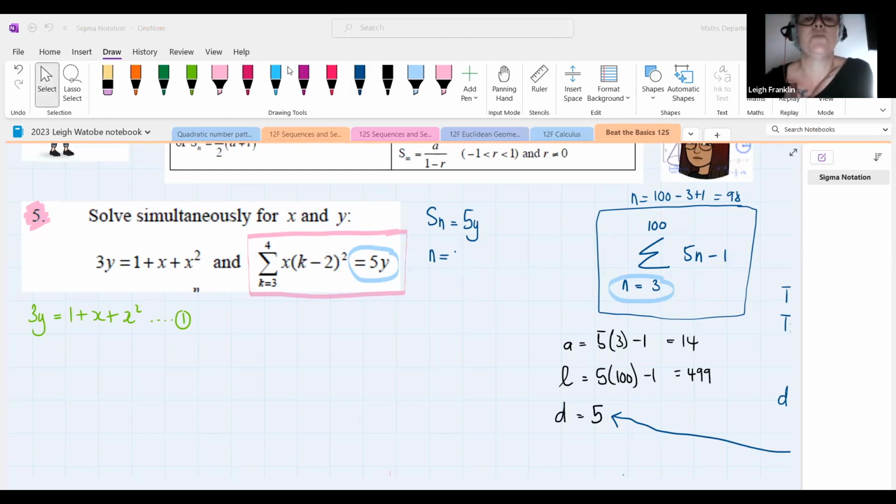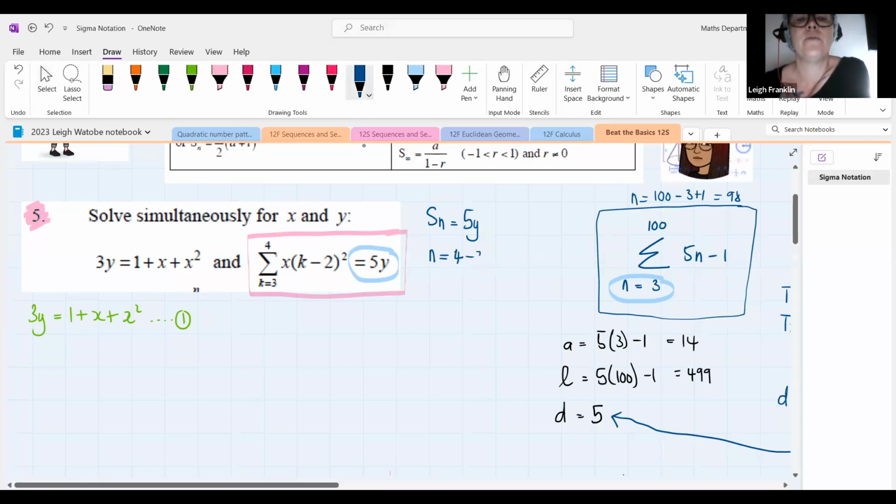2, good, yes, well done. So there are 2 terms and they add up to 5y. Okay, there are 2 terms and they add up to 5y. 4 minus 3 plus 1 gives us 2. There are 2 terms. Okay, Sinenhlanhla.